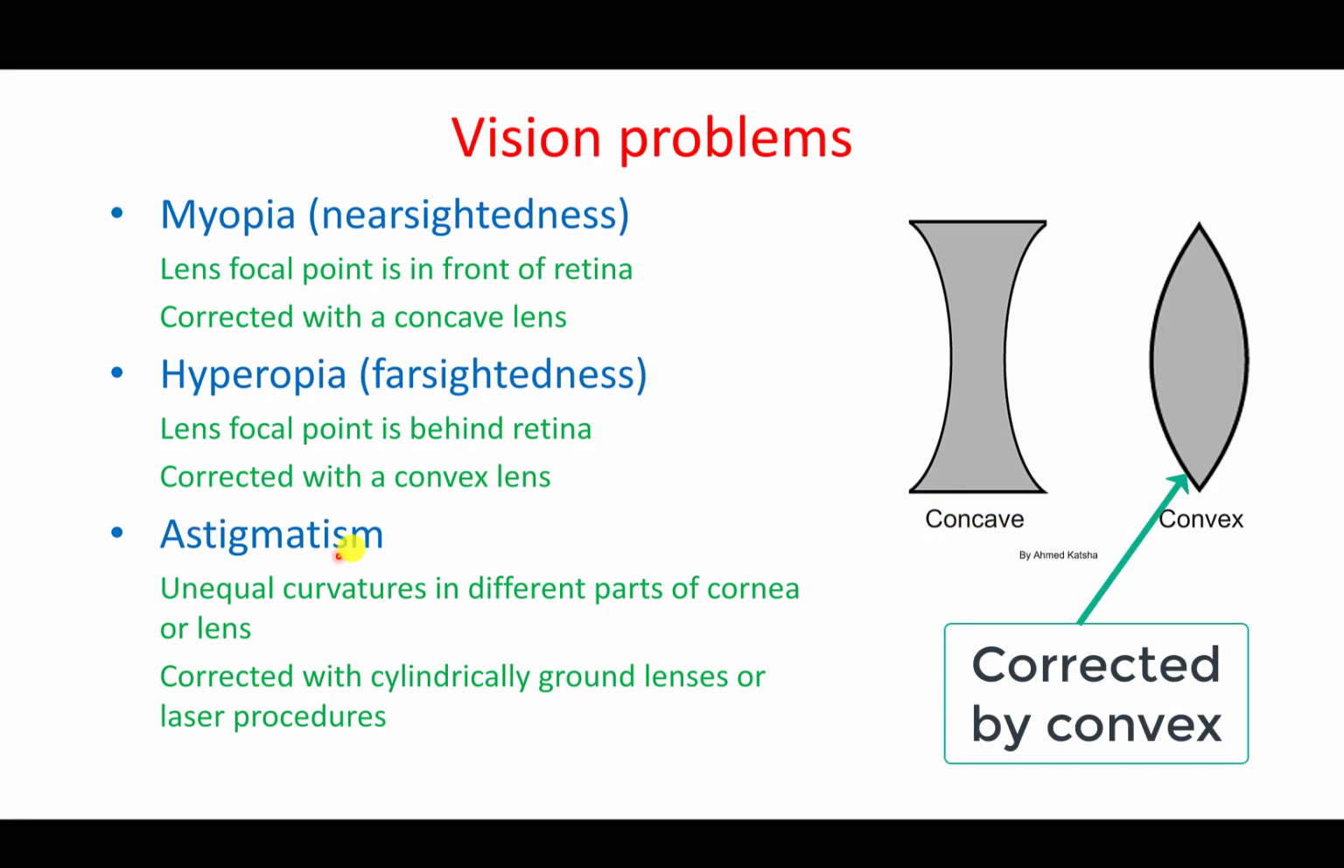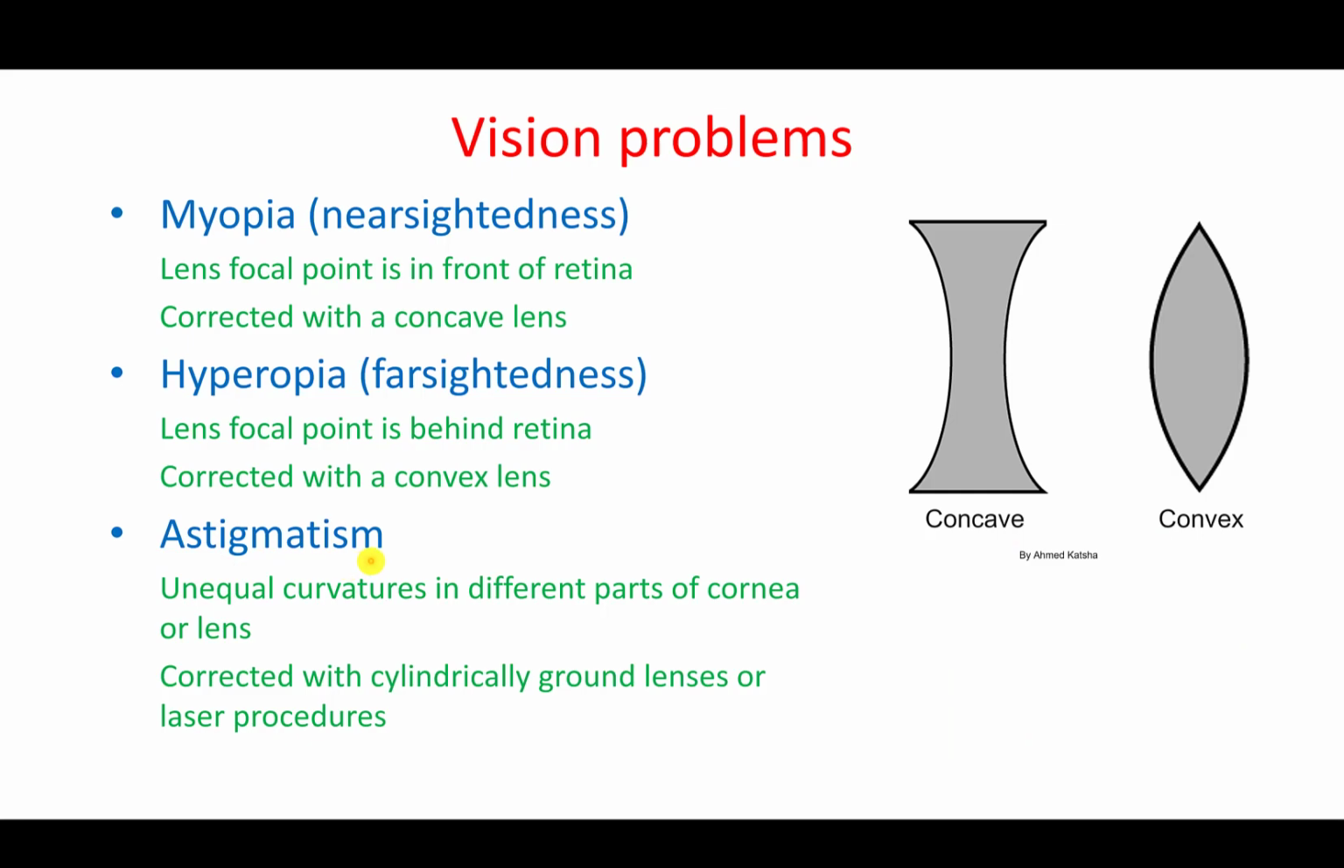The third type of vision problem is astigmatism. In this case, either the cornea or the lens will have unequal curvatures. What does this mean? It means that the lens is basically layers of fibers, right? And those fibers should be equally curved, so the distance between those fibers is the same and the degree of bending is the same.